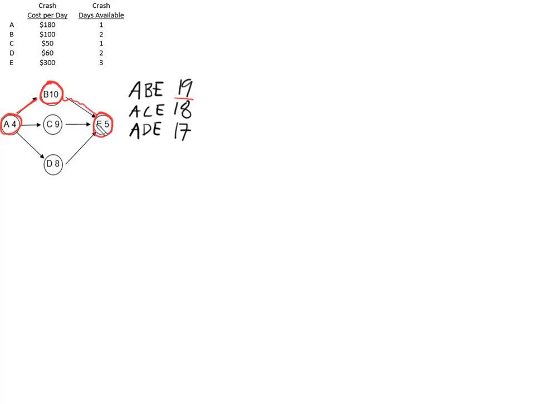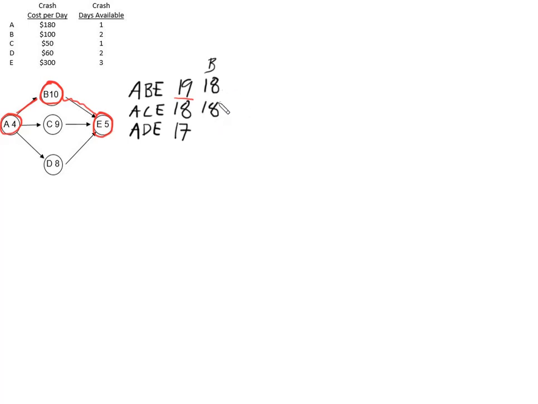And then if we're going to crash it, speed it up one day, we want to find the cheapest way to do that. And obviously we have to crash either A or B or E. Crashing the other things, they're not critical, so it won't get the project done faster. So A is $180, B is $100, E is $300, so clearly the cheapest of those 3 is B. So anything with the B will now be one day faster. And there's only one path that goes through B, that's the critical one. So that will be one day faster, and it's now 18 days.